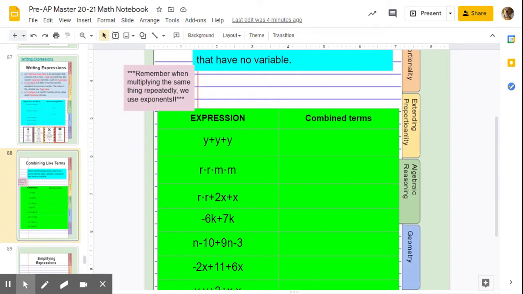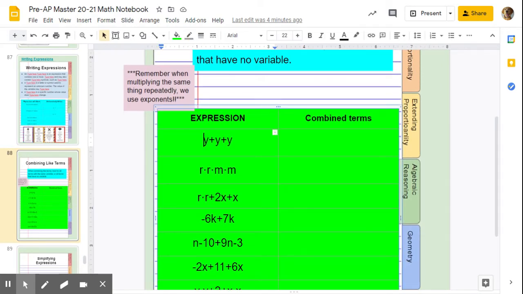Okay. So if we look here at this first one, we have y plus y plus y plus y. If you have one cookie plus another cookie plus another cookie, we would have 3 cookies. So 3y, because we have y, y, and y. And they're all being added together, so that means we're just adding one more.